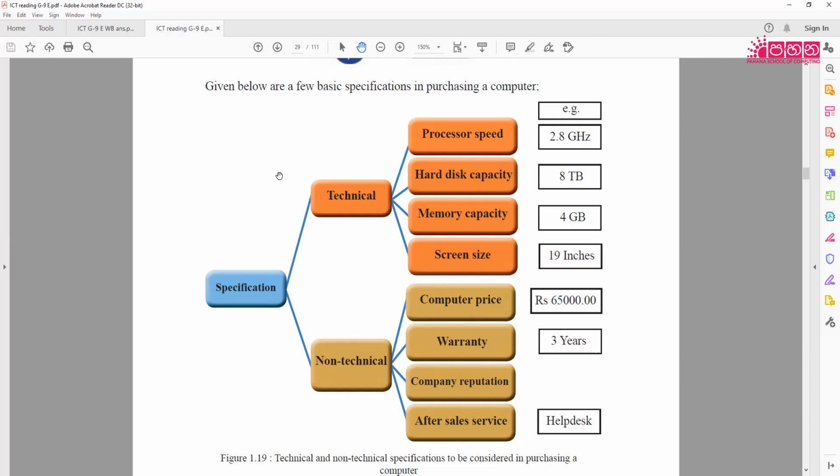So what you have to get from this part is specifications. We discussed specifications are different for different users, and then we have to focus on technical as well as non-technical specifications, right? Both are important, right?